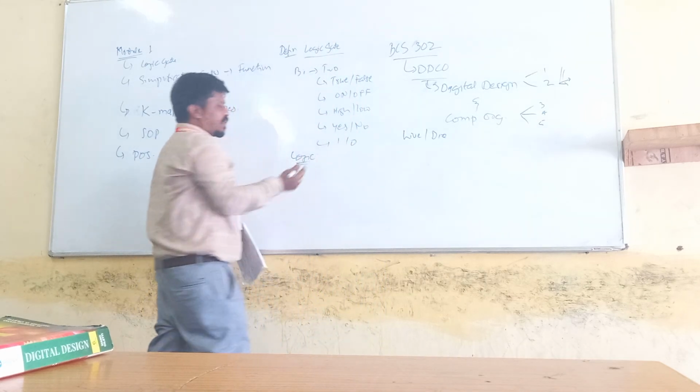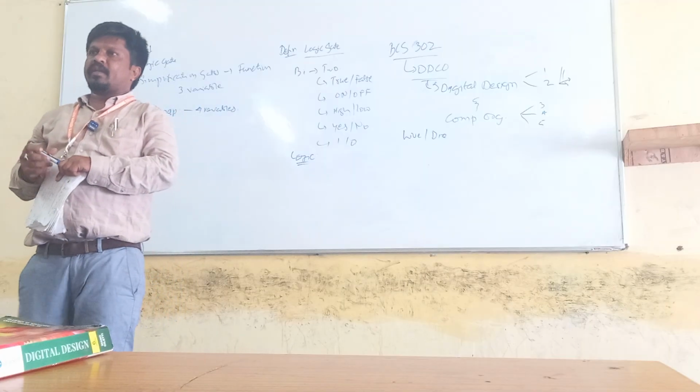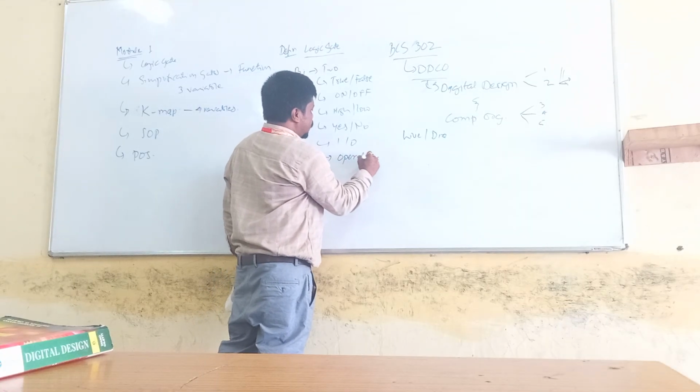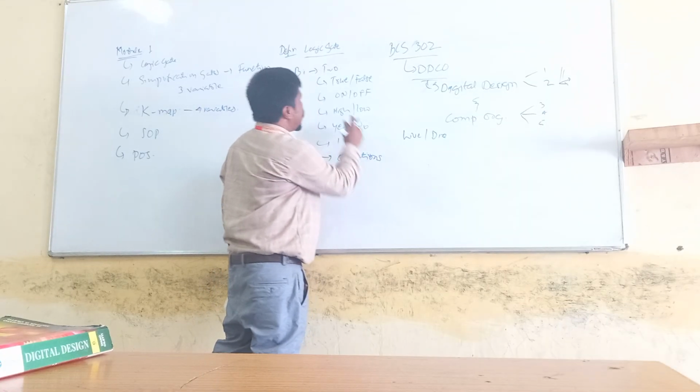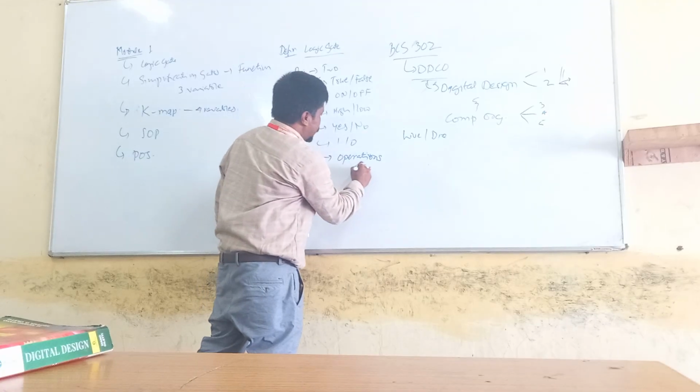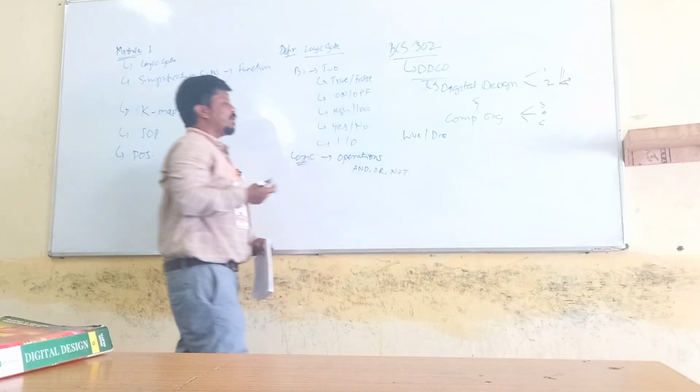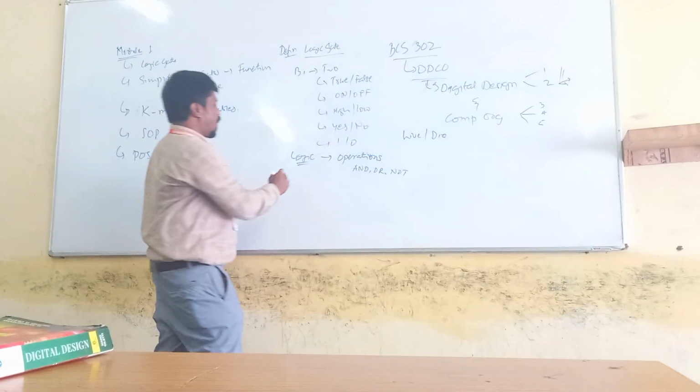Okay, logic means what here? Some operations we are performing on particular variables. If I have variables, I have to perform some operations with the help of those variables. Those operations are called logic. Some operations could be related to my digital design, like AND, OR, and NOT.